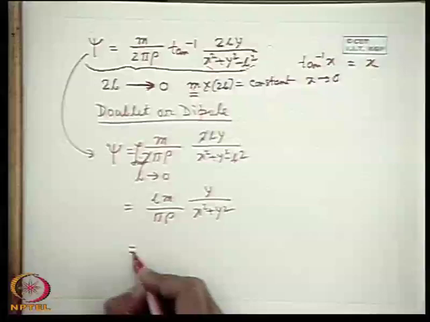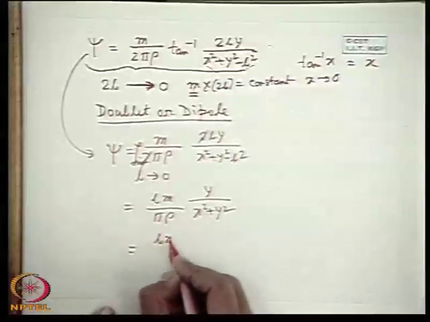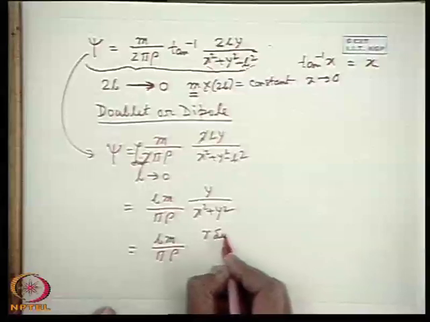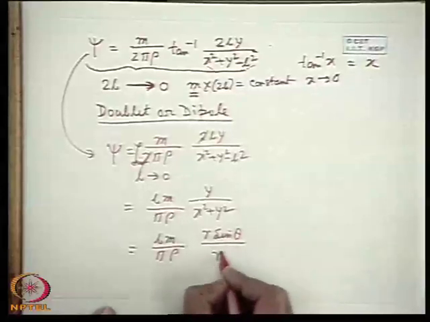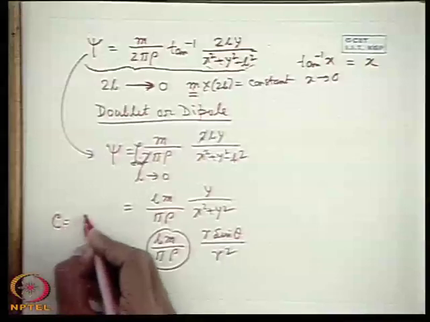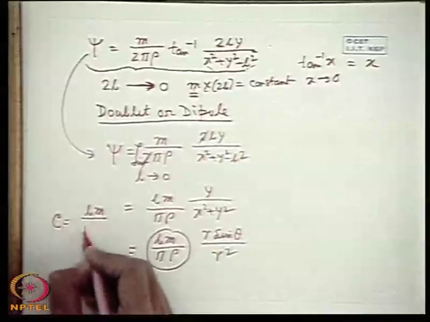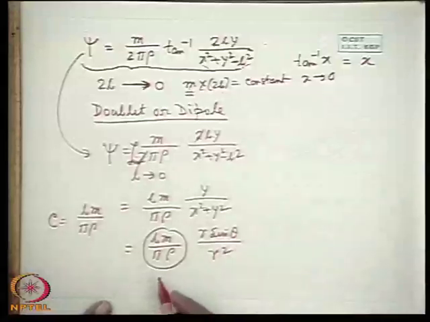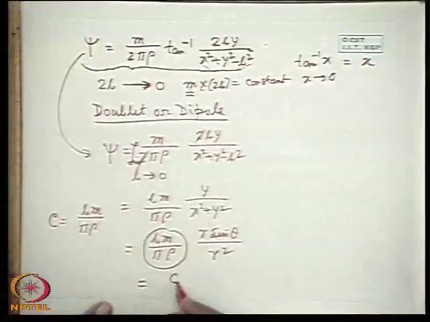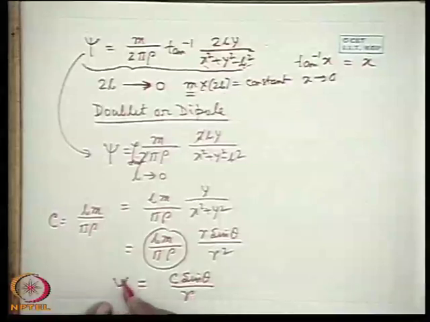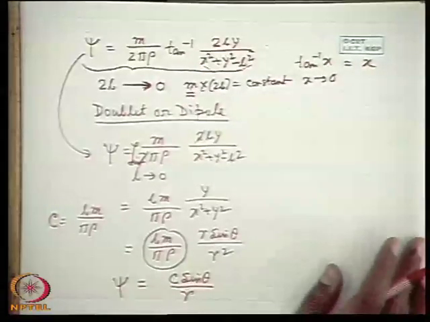square. Or simply we can write in terms of polar coordinates bm by pi rho into r sin theta divided by r square. Considering this as a constant c, we define a constant c as bm by pi rho, because bm is constant according to the definition of this type of problem. So, therefore, we can write c sin theta divided by r. This is the stream function of a dipole.